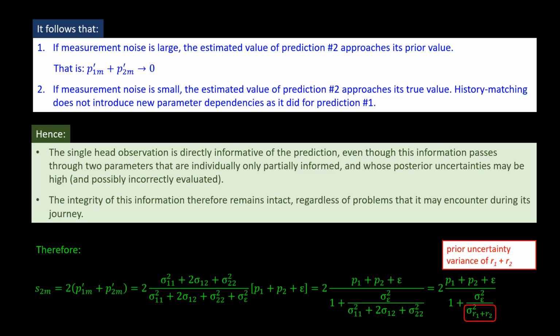Hence, the single head observation is directly informative of prediction number 2, even though this information passes through two parameters that are individually only partially informed, and whose uncertainties may be high and possibly incorrectly evaluated. The integrity of this information therefore remains intact, regardless of problems that it may encounter along its journey.